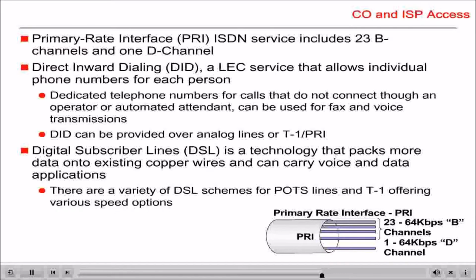DSL stands for Digital Subscriber Lines. There are a variety of DSL schemes for POTS lines and T1. They're sometimes referred to as last mile technologies because they are used only for connections from a telephone switching station to a home or office, not between switching stations.